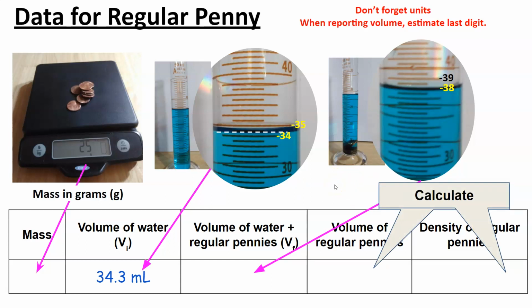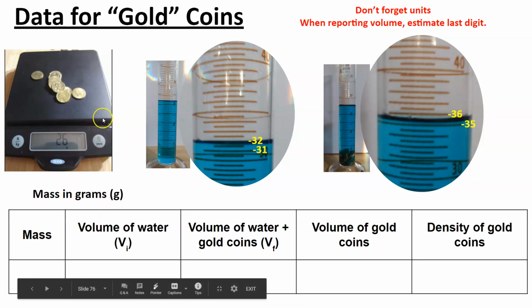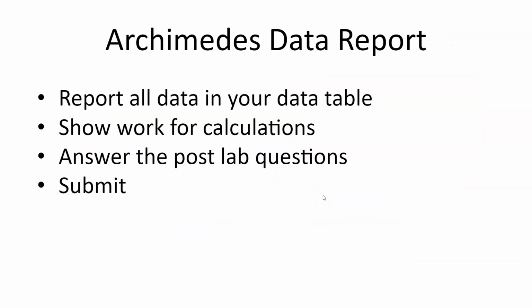Okay, so now that we've gone over the data for a regular penny, the data for gold coins are here. Again, you would fill in the information based on what you see here in the three images, the mass, the initial volume, and then the volume after the coins were added. And then use that to calculate the volume and the density of the gold. Don't forget your units, and don't forget to estimate the last digit when reporting your volume. So once you have your data tables completed, then you're going to report all your data and show your work for your calculations and answer the post-lab questions and submit it. So that's how you would do that lab report.